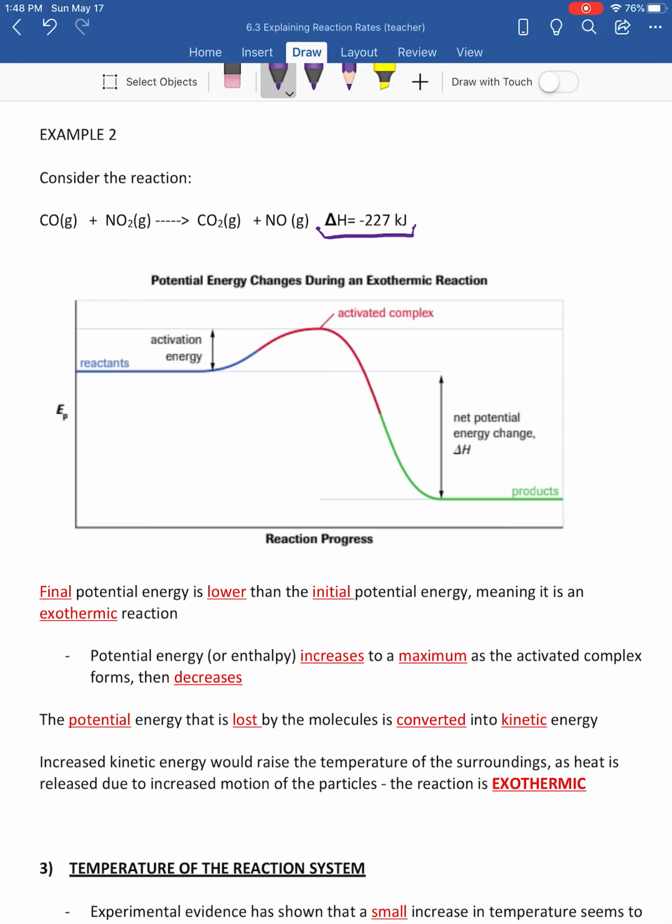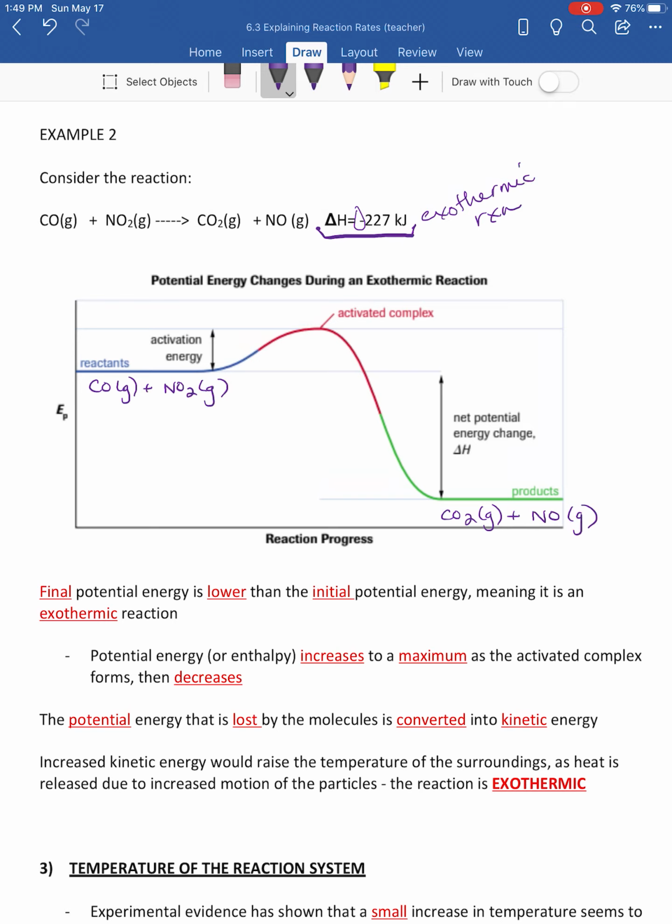We also know that my delta H is negative 227 kilojoules. All right. So the fact of the matter is the enthalpy change is negative. So because I know it's negative, I know it's an exothermic reaction. And the way we're going to draw one of these is, here are my reactants. I've got carbon monoxide plus nitrogen dioxide. So those are my reactants. Here are my products, carbon dioxide plus nitrogen monoxide.